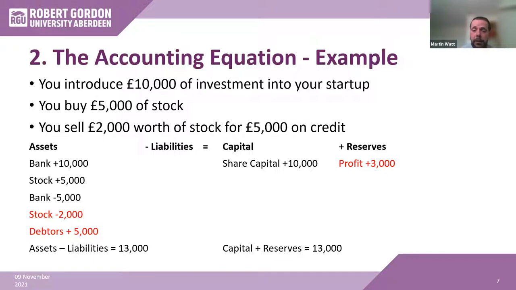Our capital remains at £10,000, but we add on the £3,000 profit that we've made on the sale, which means that the other side of the accounting equation therefore balances up at £13,000. Now, this is a very quick example, hopefully just to give you an idea of what you're looking at when you're doing your own bookkeeping, and as I said, with a view to producing your startup's own accounts. And we'll see that in action a little bit later on.